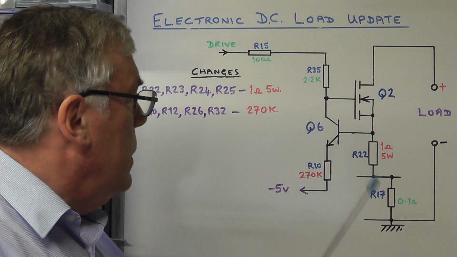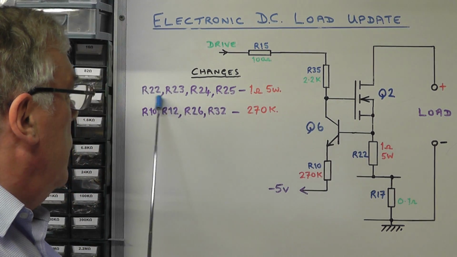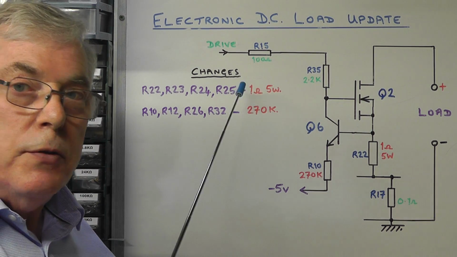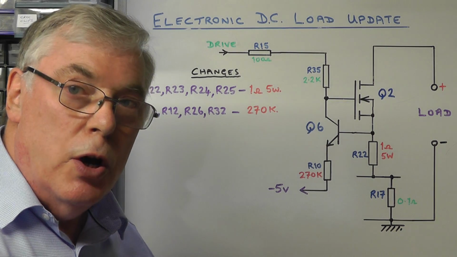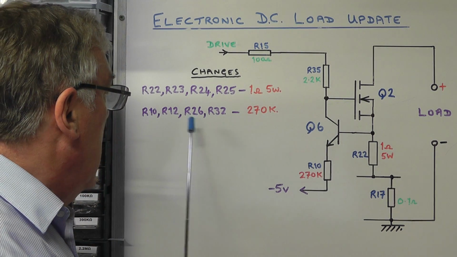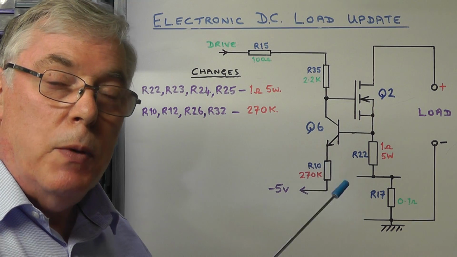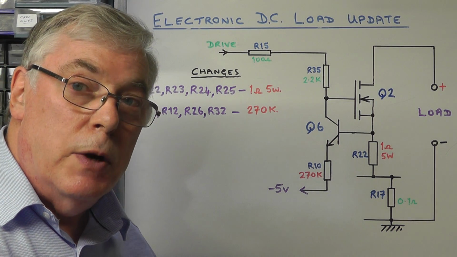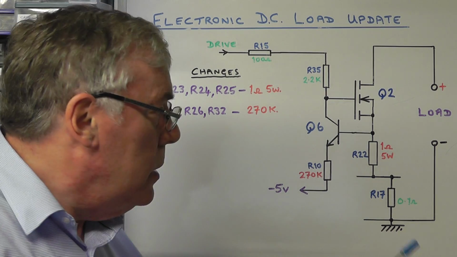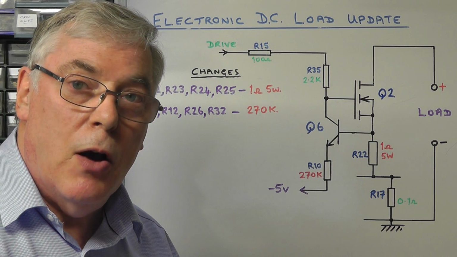So to summarise, we made some changes to the 4 source resistors. R22 to R25 have now been changed to a 1 ohm 5 watt wire wound, and R10, R12, R26 and R32 have been changed from a 47k to a 270k resistor. So there's the changes that we've made on the output stage.